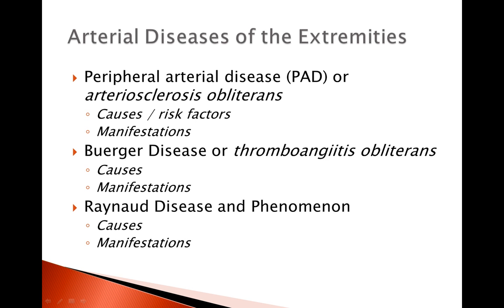There may be decreased or absent pulses in the extremities. Finger and toenails will become malformed and thickened. There's loss of hair in the extremities. So if there's hair, the fine hair that might grow on the hands, the knuckles, or on the legs and feet, that will disappear. And in final stages, continued obstruction can lead to necrosis and gangrene.